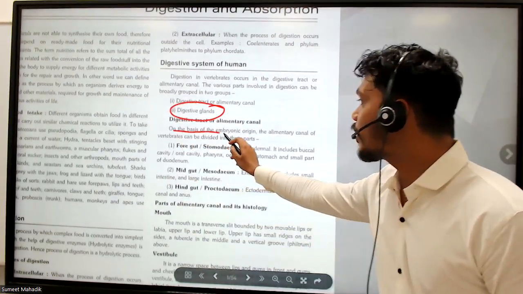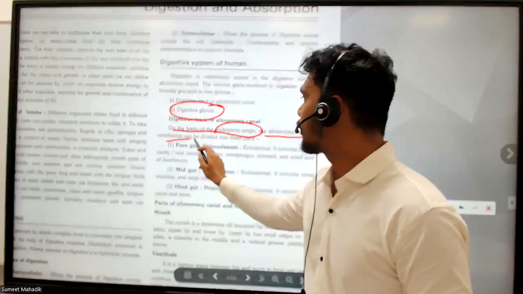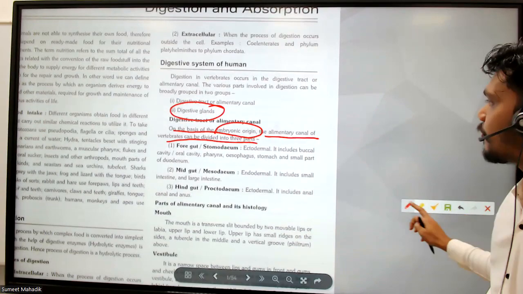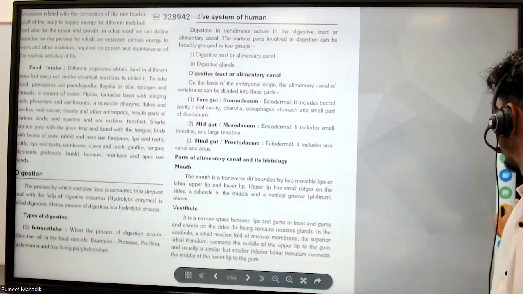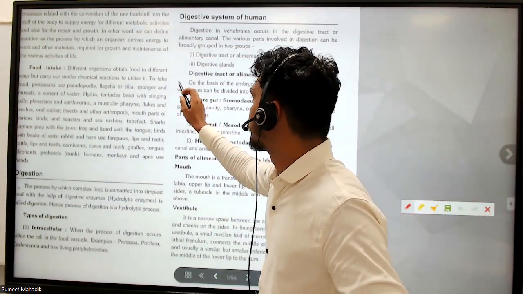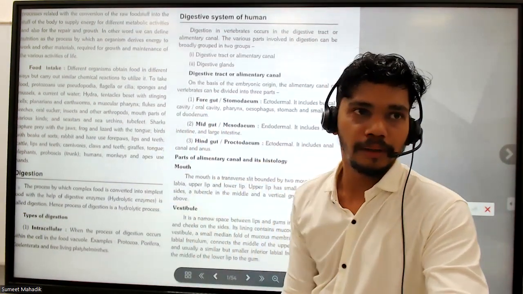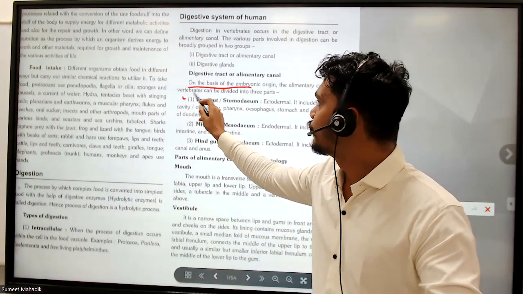On the basis of embryonic origin, the alimentary canal of the vertebrates can be divided into three parts. What do you mean by vertebrates? Can anybody tell me? Yes, backbone will be there. Or that is called chordata. Chordata. Okay. So on the basis of that we got foregut or ectodermal.